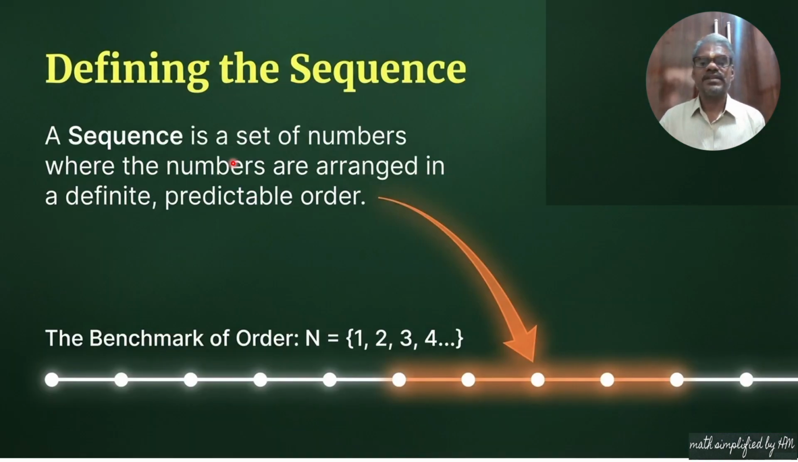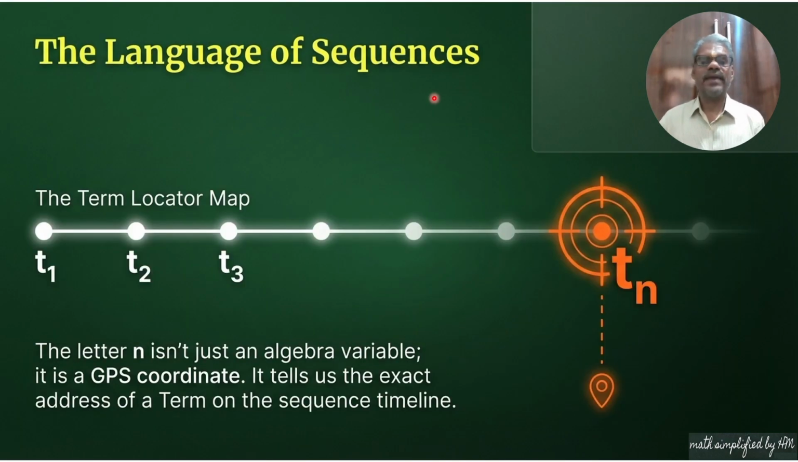Now defining the sequence. A sequence is a set of numbers where the numbers are arranged in a definite, predictable order. The benchmark of order, natural numbers n, curly bracket 1, 2, 3, 4, etc. on a line. The language of sequence. We can map sequence terms T1, T2, T3, Tn on a line. We call this the term locator map.